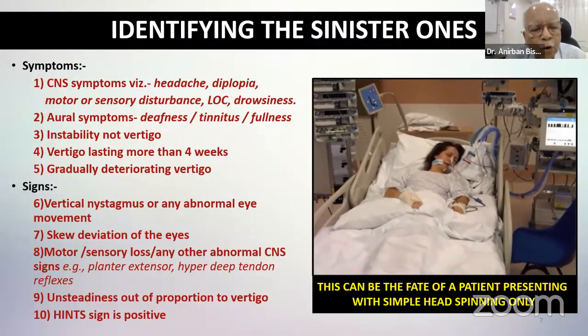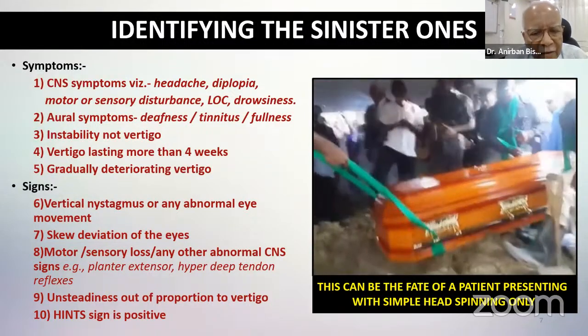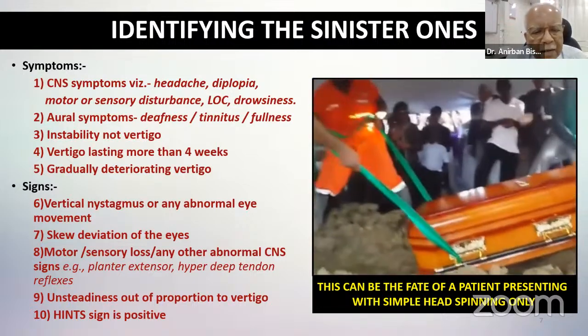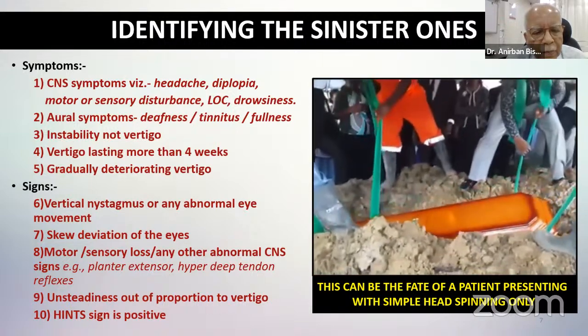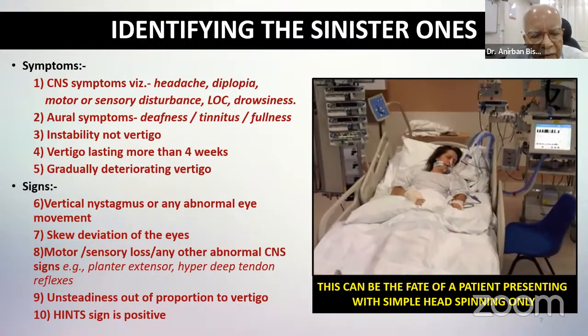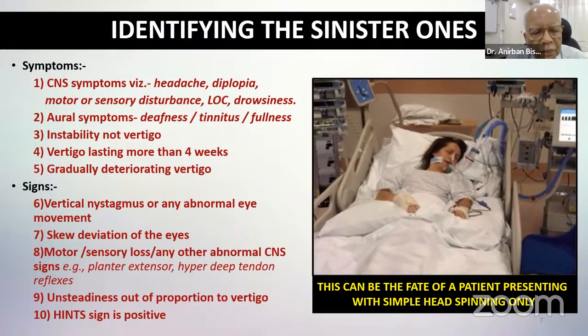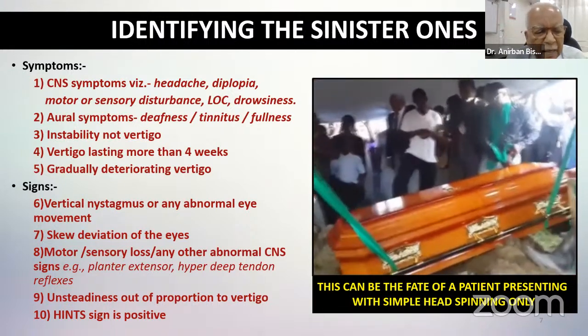Then there can be a motor or sensory loss or any other central nervous system signs like plantar extension, hyperreflexia of the deep tendon reflexes, or unsteadiness which is out of proportion to vertigo. These are all dangerous signs.